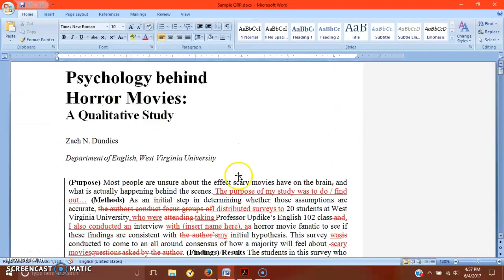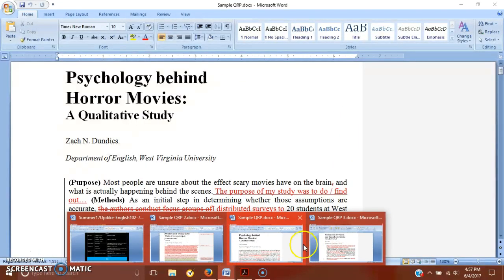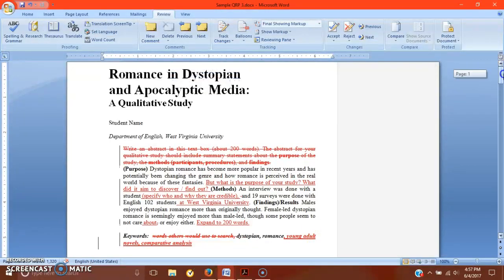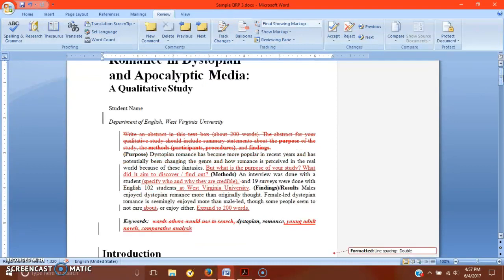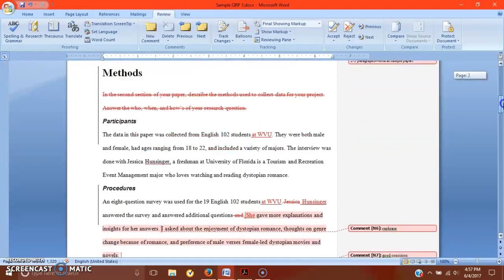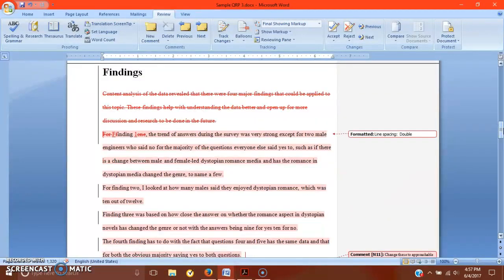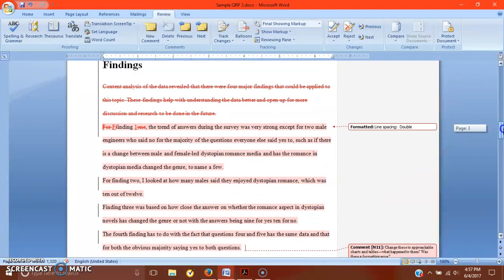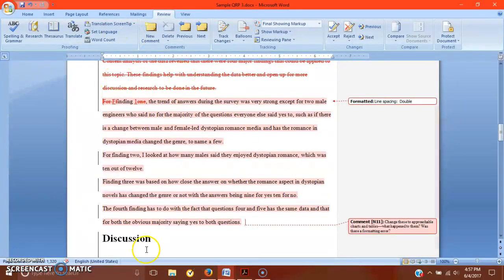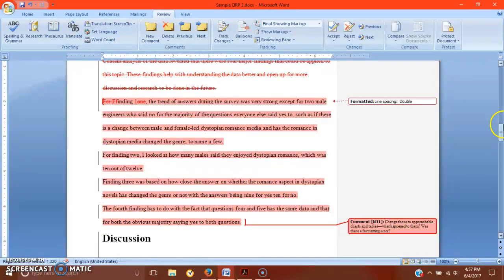Okay, so let's take a look at a different paper where I essentially asked the student almost after every paragraph in her discussion section to analyze further. So we're going down to the findings. The findings she did completely wrong. She had to redo the whole thing, and change these to approachable charts and tables.